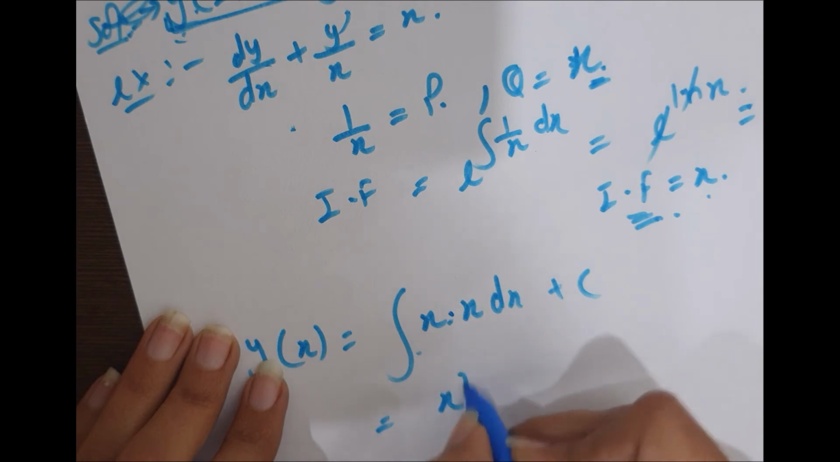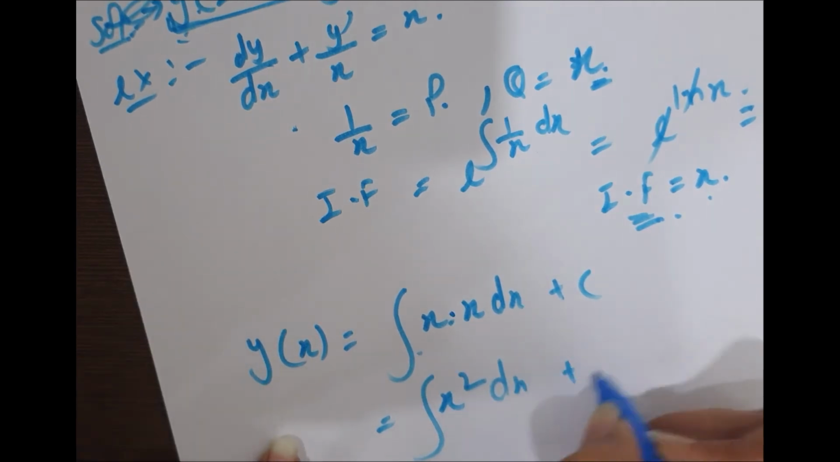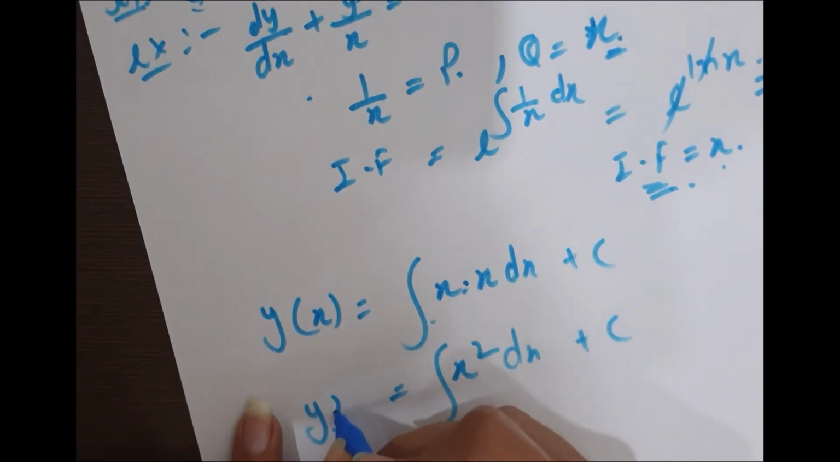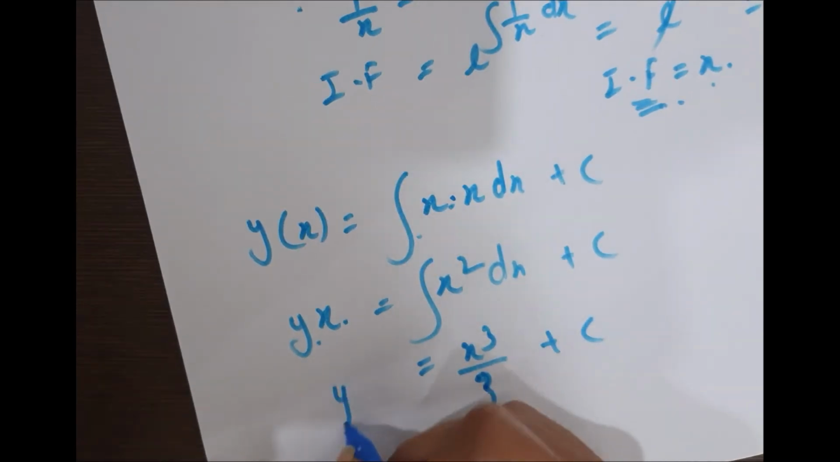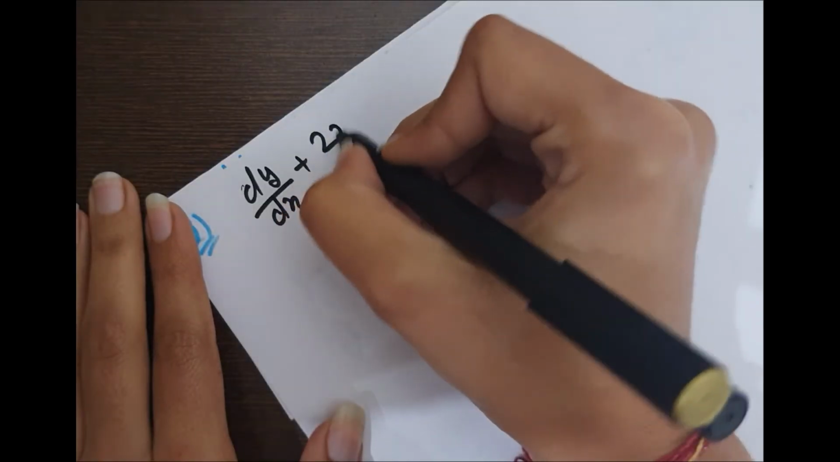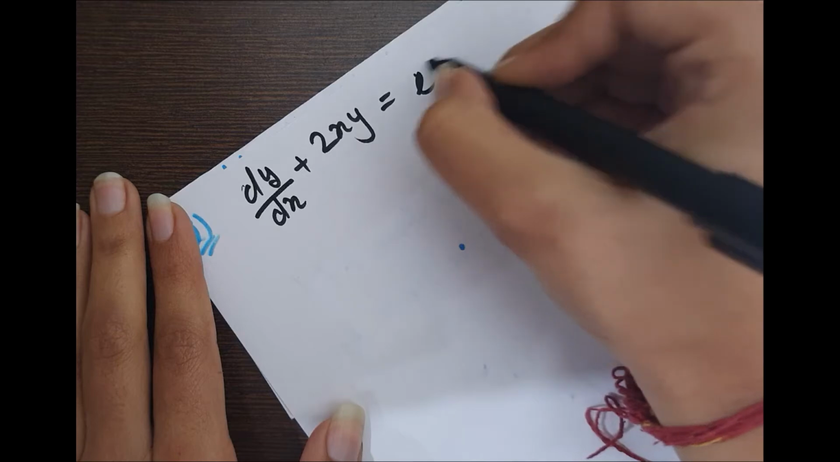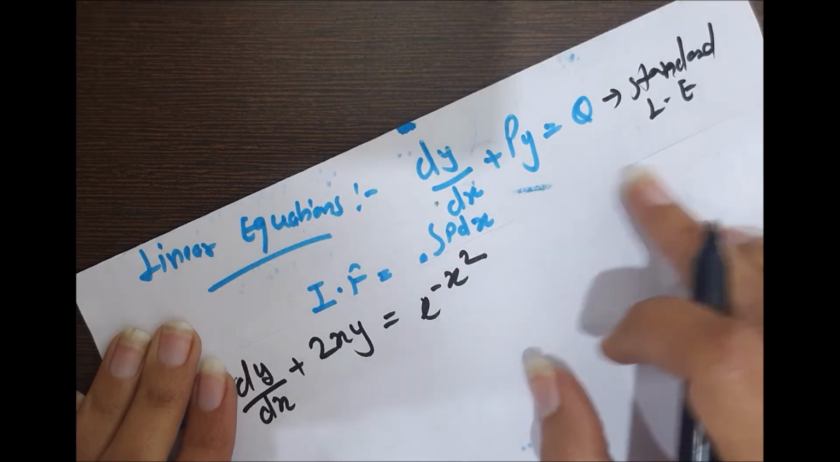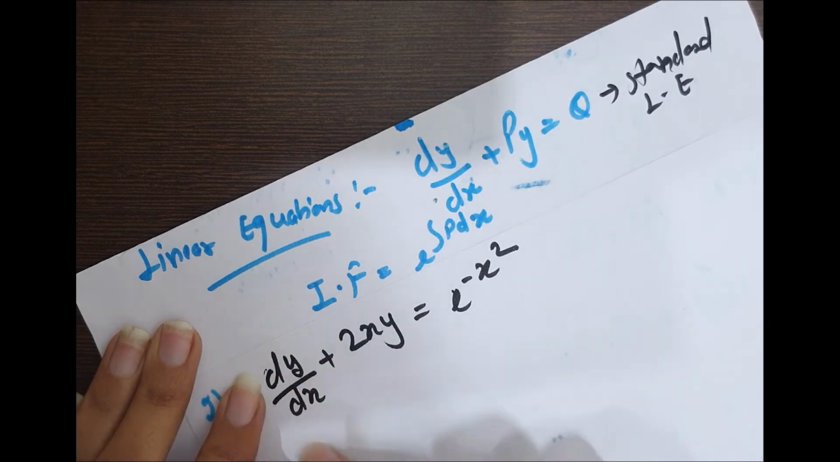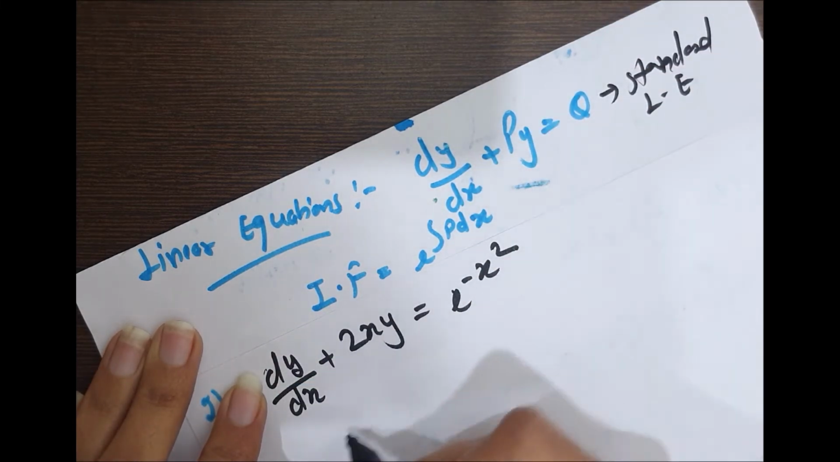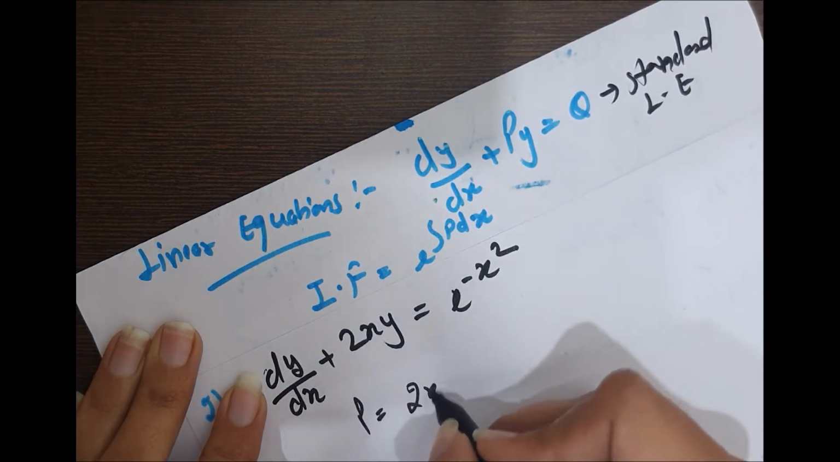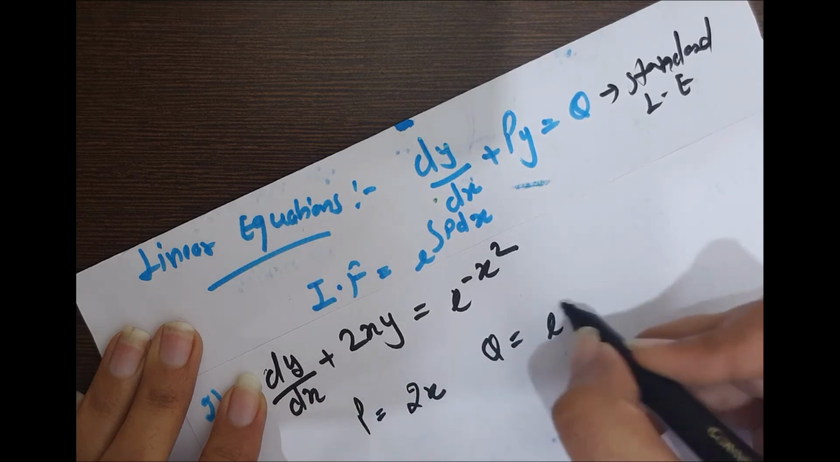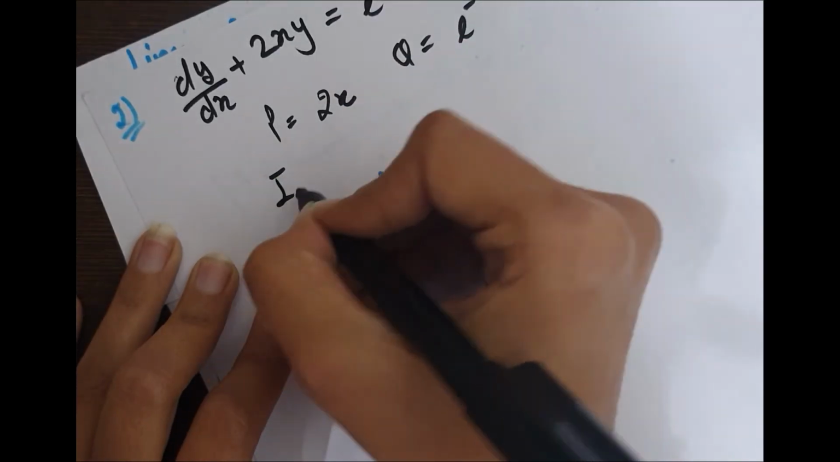It comes out to be x square dx plus c, y x. It comes out to be this. Plus 2xy is equal to e raised to minus x square. Now let's see whether it's in standard linear equation form or not. dy by dx, y, p comes out to be 2x and q comes out to be minus. Now find integrating factor.